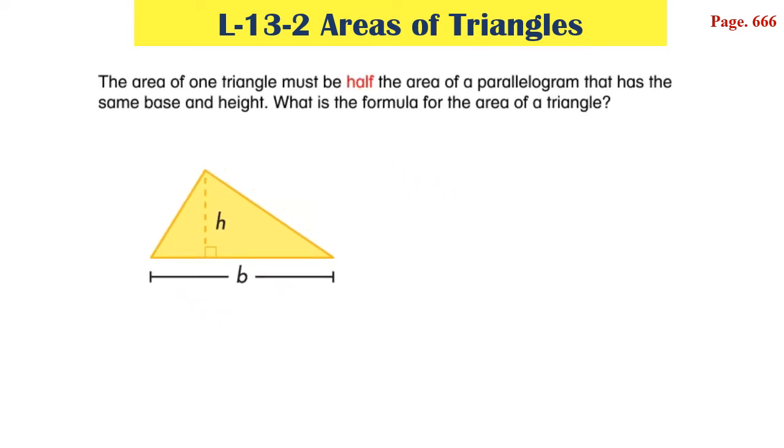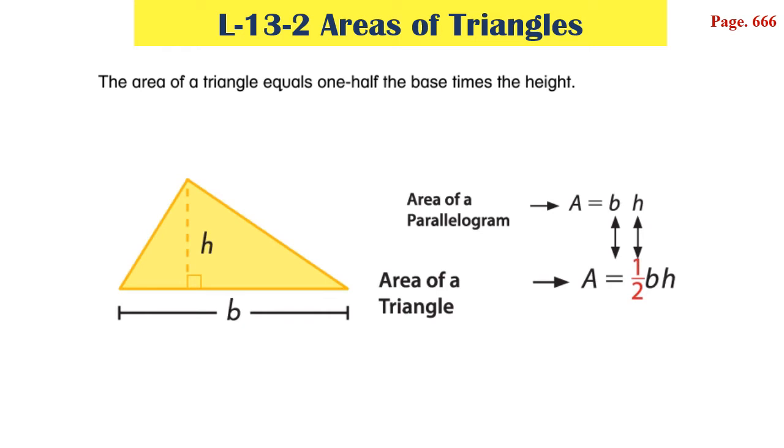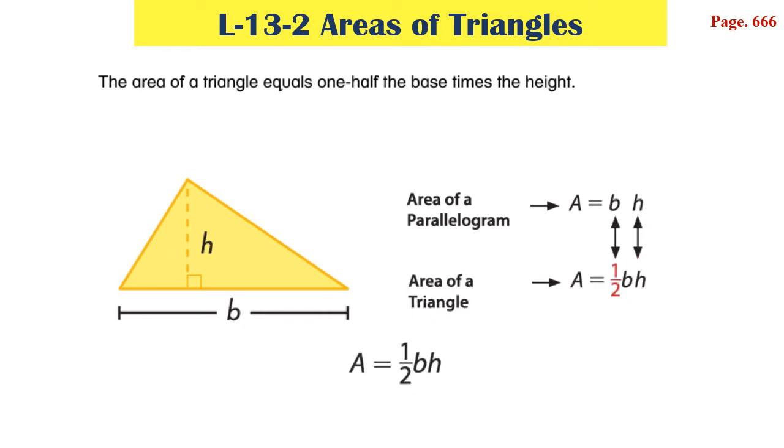The area of one triangle must be half the area of a parallelogram that has the same base and height. What is the formula for the area of a triangle? The area of a triangle equals 1/2 the base times the height. Now you know how to find the area of a triangle.